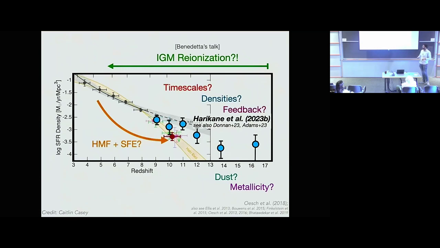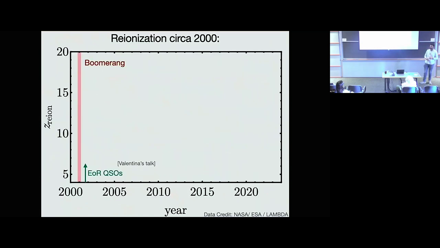So I'm actually going to start about the year 2000. I'm going to tell you what we have learned about reionization, and many of you actually figured this out, so interrupt me if I'm wrong. So circa 2000, we didn't know that much. The CMB was BOOMERanG. There wasn't a really good understanding of when reionization happened. And as we heard earlier today from Valentina, the first reionization-era quasar spectra were about 2000, 2001. That's when the Gunn-Peterson trough was detected.